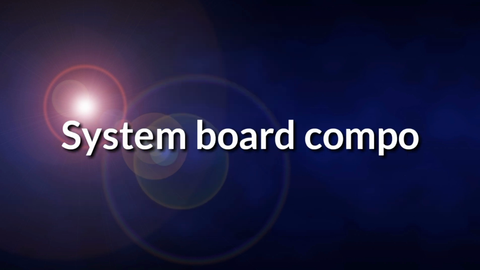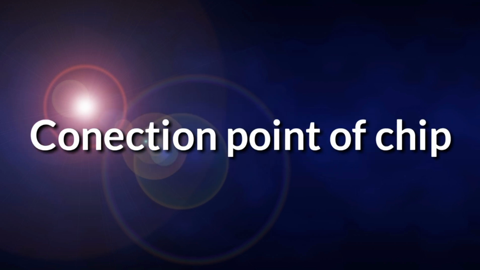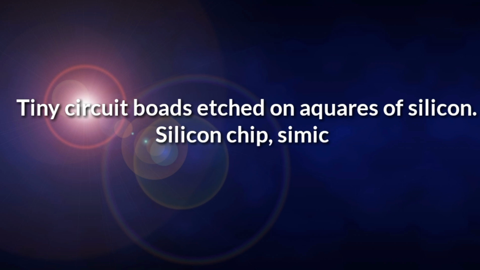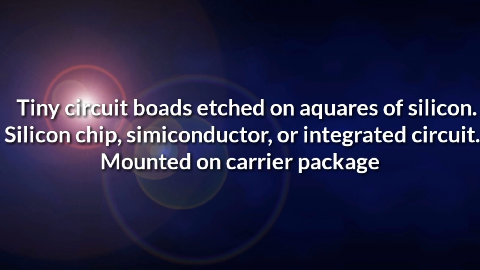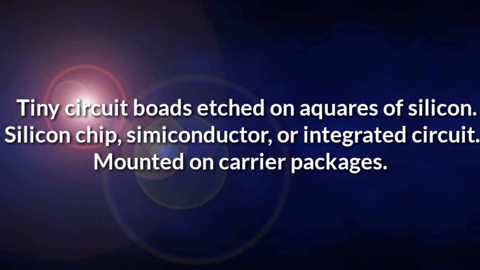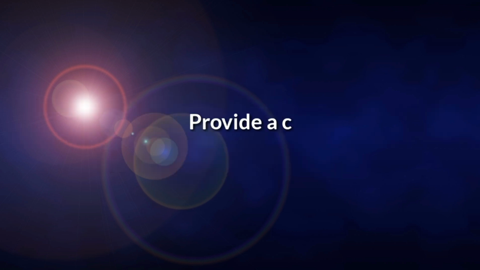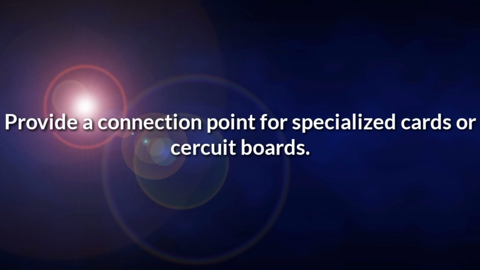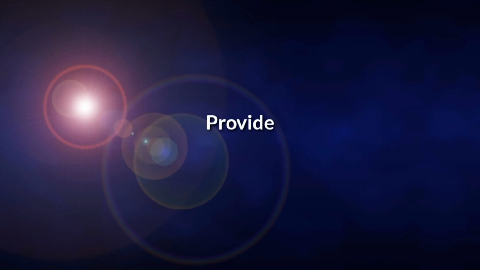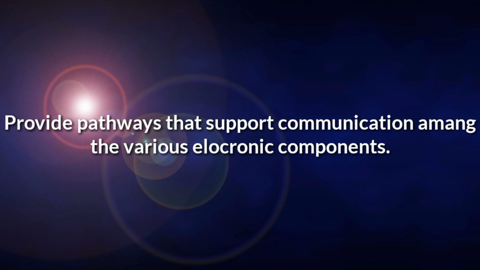System board components: Sockets, the connection point of chips. Chips, tiny circuit boards etched on squares of silicon. Silicon chips, semiconductors, or integrated circuits, mounted on carrier packages. Slots provide a connection point for specialist cards or circuit boards. Bus lines provide pathways that support communication among the various electronic components.